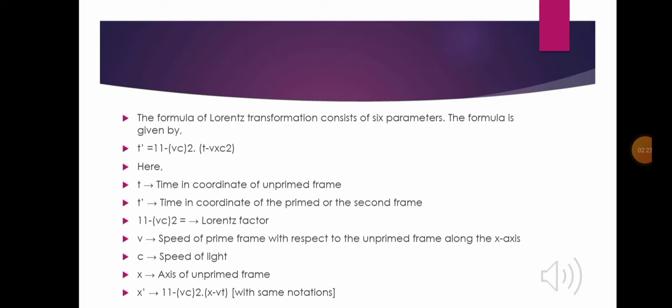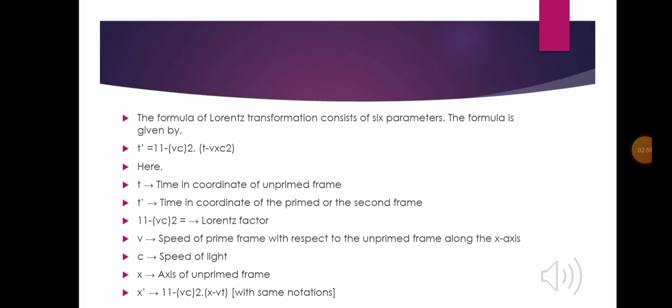The formula of Lorentz transformation consists of six parameters. The formula is given by t dash equals 1 by root of 1 minus v square by c square into t minus v x by c square. Here t equals time in coordinates of the unprime frame, t dash equals time in coordinates of the prime frame. 1 by root of 1 minus v square by c square is the Lorentz factor.